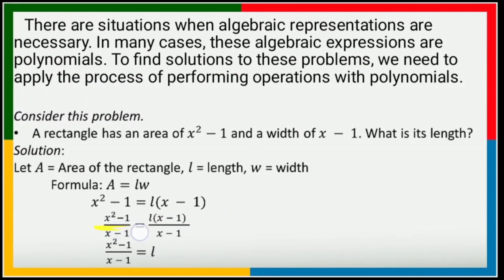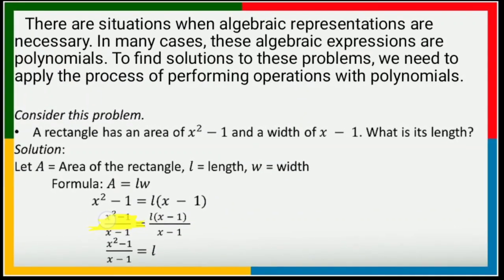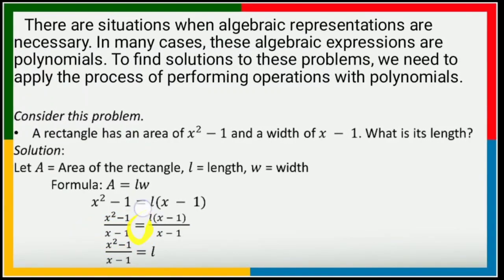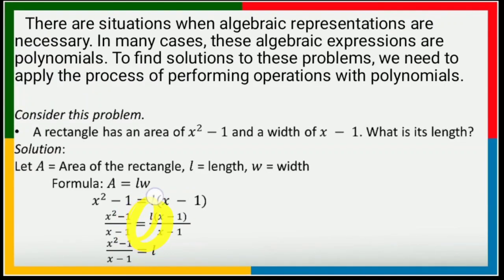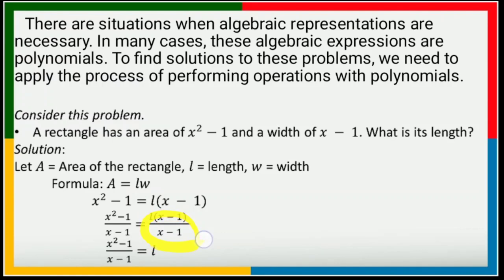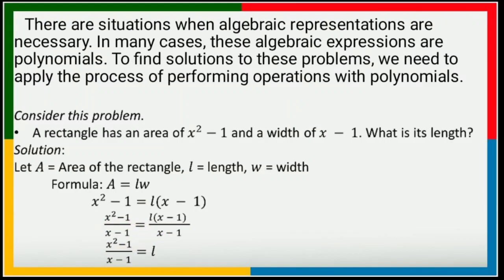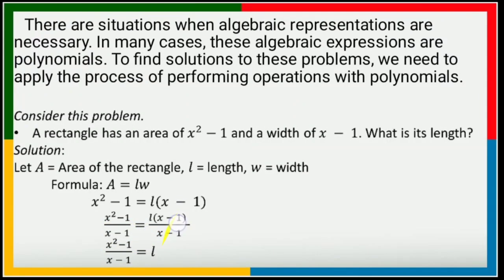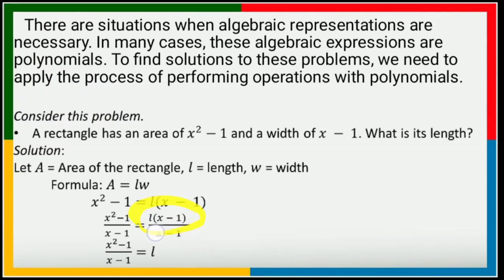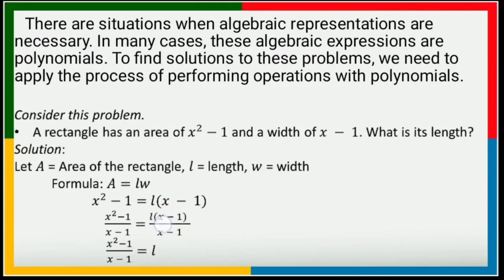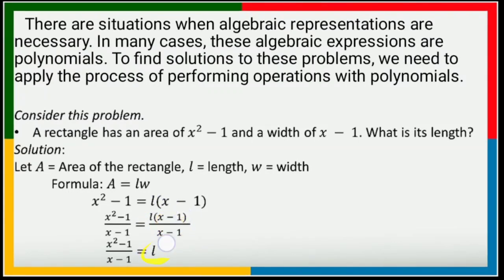Then, divide the left of the equal symbol also by x minus 1. Why? To maintain the equality of the expression. We divide by x minus 1 here, therefore, we also divide by x minus 1 on the other side. As you can see, when we divide L times x minus 1 by x minus 1, the answer is L. Why L? Because x minus 1 divided by x minus 1 is 1, so L times 1 is L, or length.